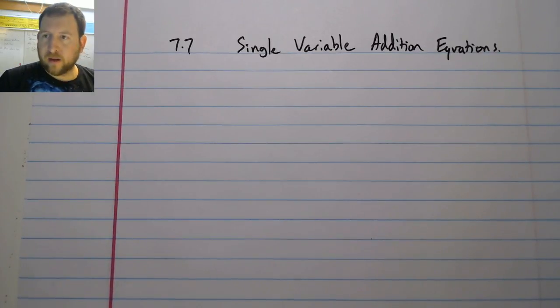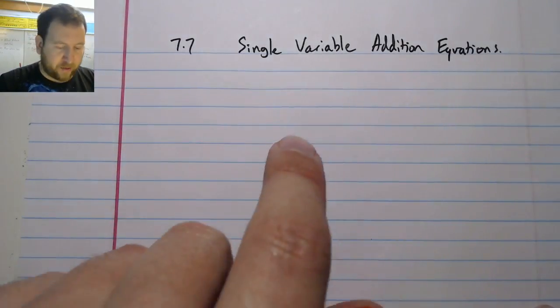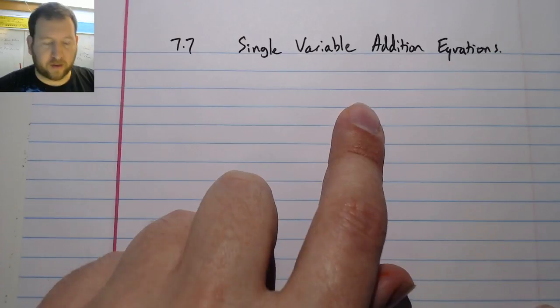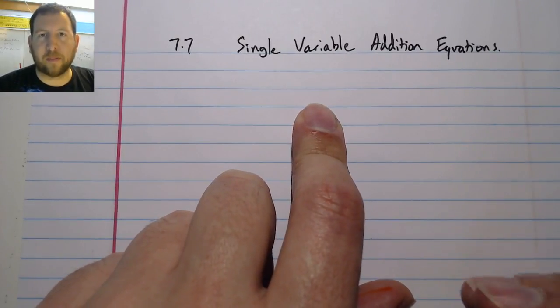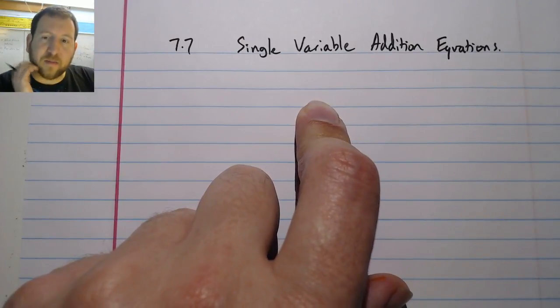All right, continuing on with section 7.7. This one is entitled Single Variable Addition Equations. And the next four sections are kind of interesting because we're going to be looking specifically at each of the operations, addition, subtraction, multiplication, and division, and solving them in equations.